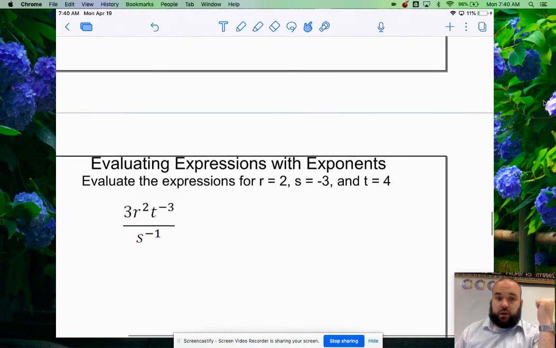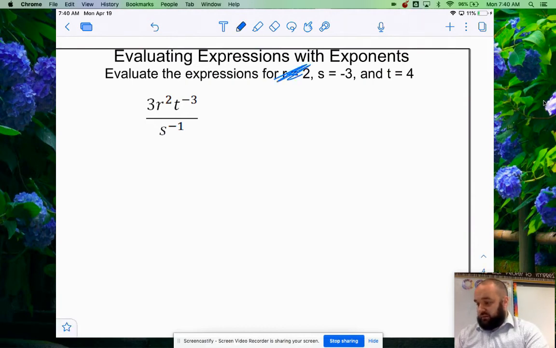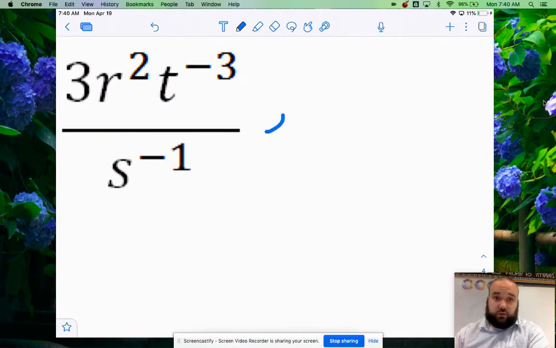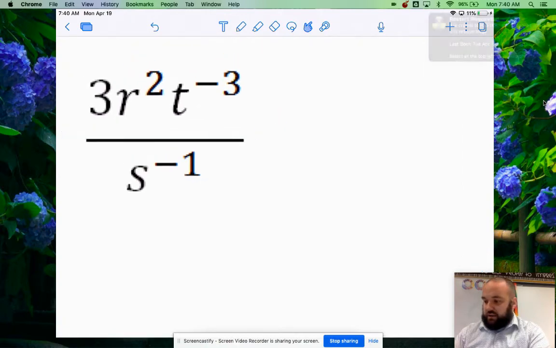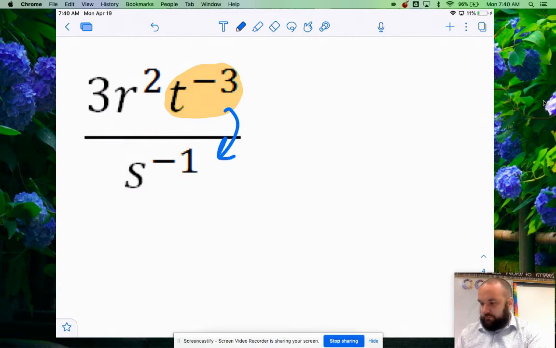Okay. The final thing that we're going to do is, what if I do give you numbers? Like, what if I tell you the value of r, s, and t in an example like this? Well, first of all, I'm going to ignore this information, and we're going to clean this up first. So I'm going to get rid of the negative exponents in this problem first, and then we'll go back and plug in the values. So t to the negative 3 is going to move to the bottom.